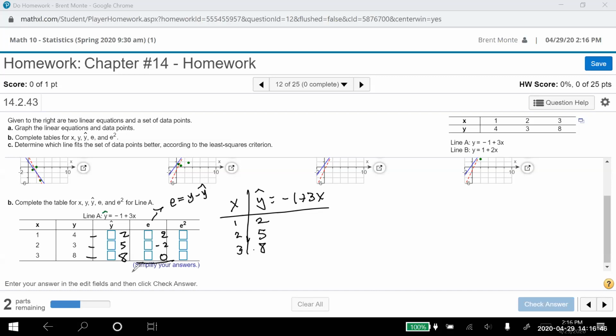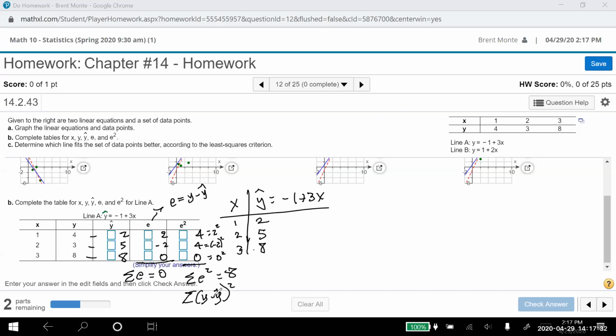And notice that's what I was saying. The sum of the errors is going to be 0. They're going to have to cancel each other out. But what about the error squared? So this 2 squared is 4. -2 squared is also 4. And 0 squared is 0. Okay, so this was 2 squared, negative 2 squared, 0 squared. If I add these up, that's my sum of the errors squared, which is what I talked about before. That's my sum of y minus y hat squared. Well, that 4 plus 4 plus 0, I get 8.